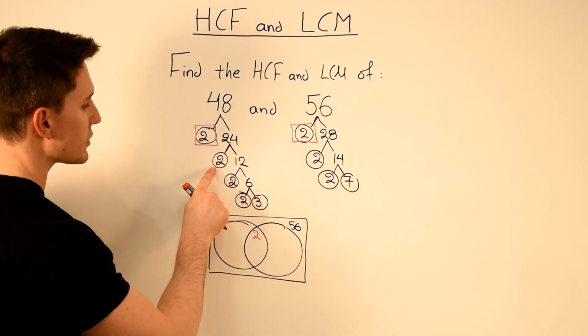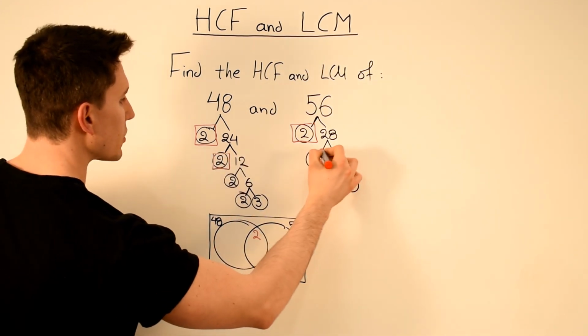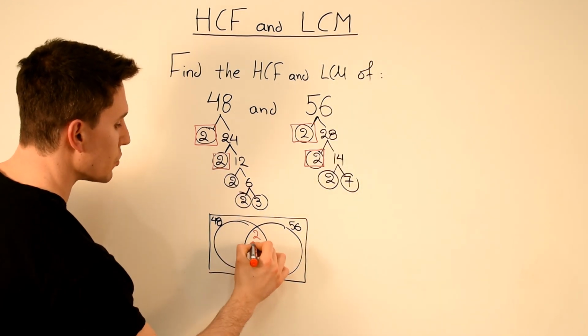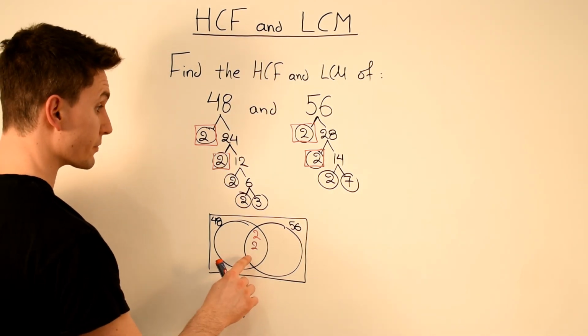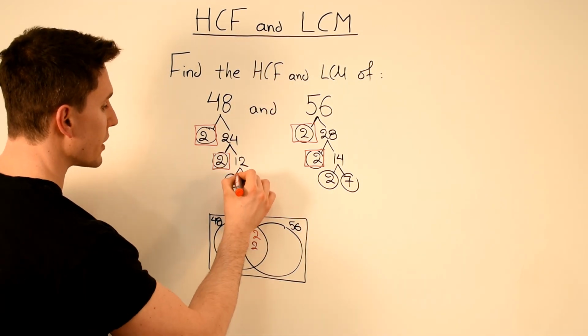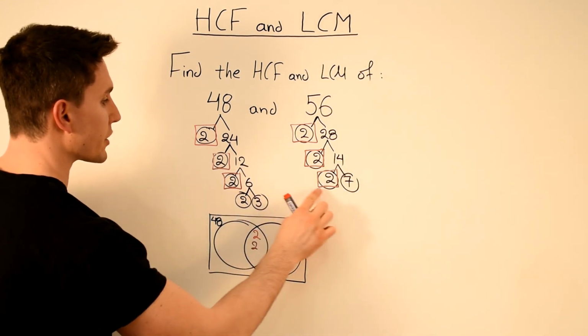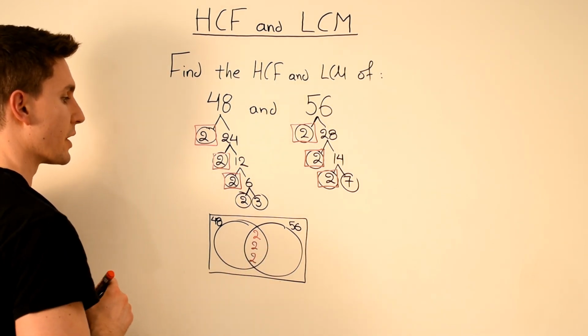Now let's have a look at this 2. This 2 again appears in both tree diagrams, so we'll indicate it by putting it in a little square, and I'll go ahead and copy this 2 in the Venn diagram in the middle part where the two circles cross. And finally, this 2 appears in both tree diagrams, so we can go ahead and copy this 2 in the middle part where the two circles cross again.